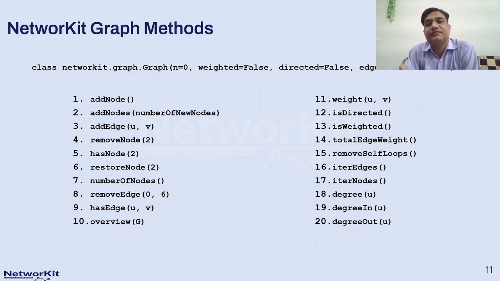Remove self loops. If any self loop exists in the network, then it removes all the self loops. We can iterate edges by calling the iter edges method, and similarly we can iterate the nodes by calling iter nodes. We can also calculate the degree of any node, either in a directed graph or undirected graph, by calling the degree method, degree in method, degree out method.